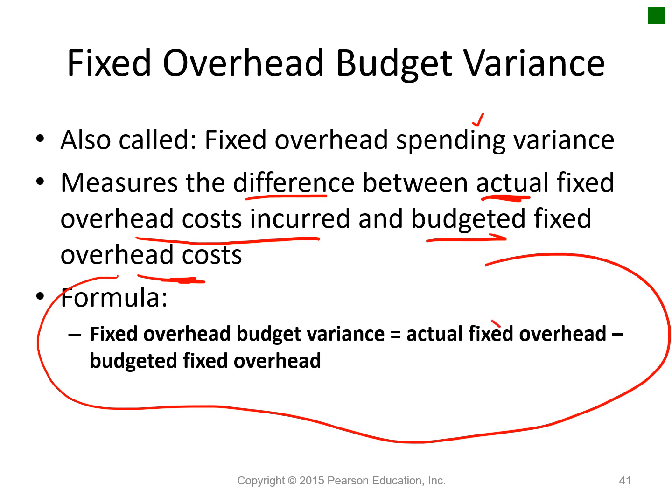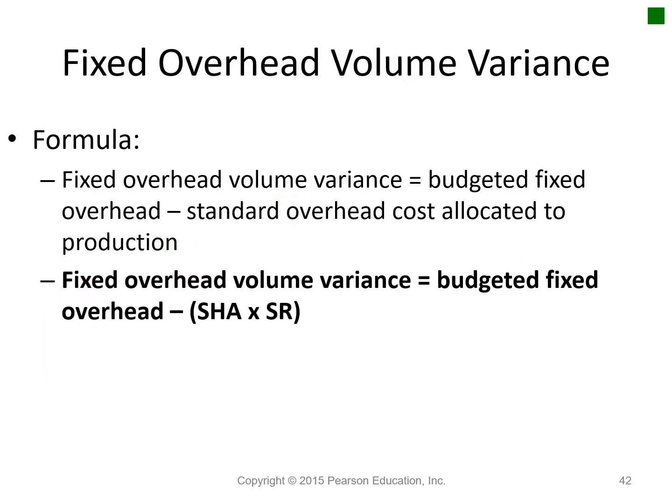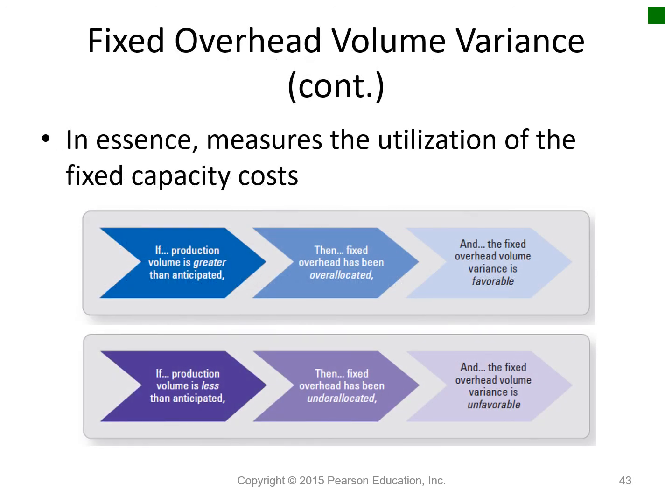Here's your basic formula. All you do is take the actual, subtract the budget, and the difference is the variance. Of course, you want the actual to be less than the budget. We'll walk you through a couple of examples. The volume variance is a little bit more tricky. You take the budgeted fixed overhead and compare that to the standard overhead cost allocated to production. That's the trick to get. The difference gives you your volume variance. Essentially, these fixed volume variances look at your utilization of your fixed capacity cost. We're going to walk you through some illustrations on how to get the calculations.